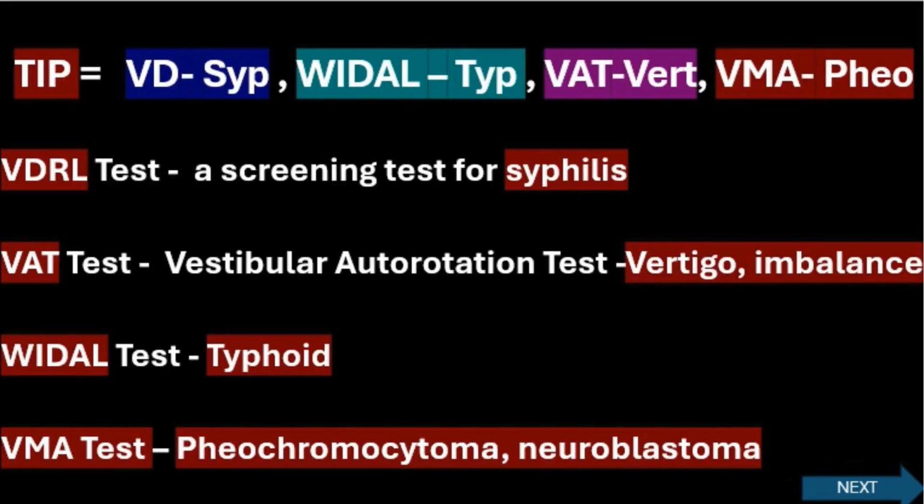Let us see the tip here. VD sip, Vidal tip, VAT word, VMA fear. VDRL test is for screening of syphilis. VAT test is for vertigo and imbalance, that is vestibular autorotation test. Vidal test is for typhoid. VMA test is for tumors like pheochromocytoma and neuroblastoma. So VD sip, Vidal tip, VAT word, and VMA fear is the short code for memory and for your short notes preparation.